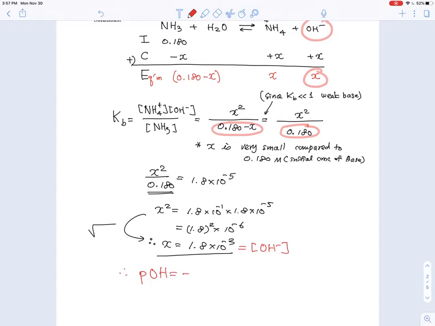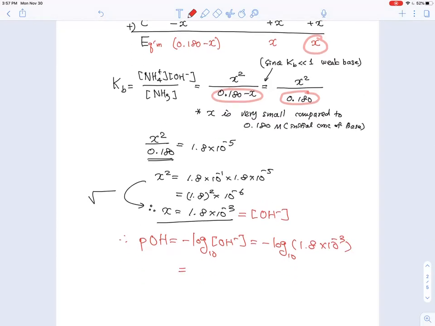So therefore, pOH, which is minus log 10 of OH minus, is now minus log 10 of 1.8 times 10 to the minus 3. That will lead me to a value of 2.74. So pH is 14 minus pOH, 14 minus 2.74, and you will get 11.26. Okay, so this is my answer.